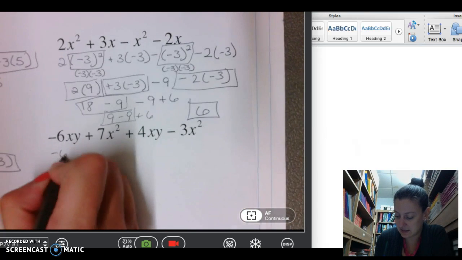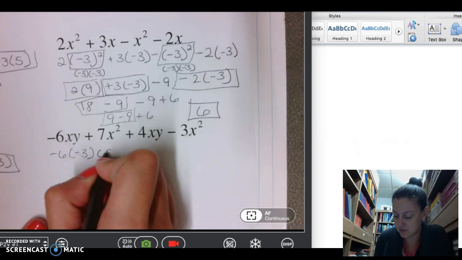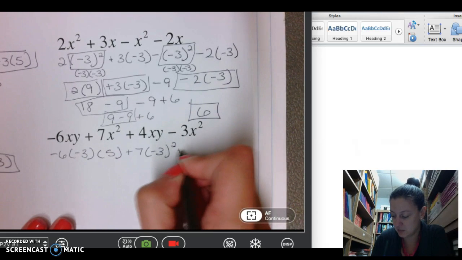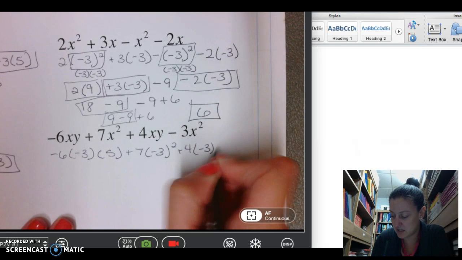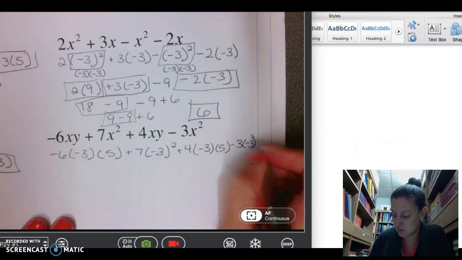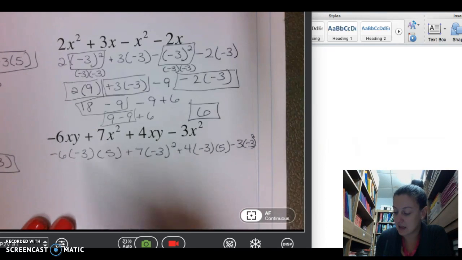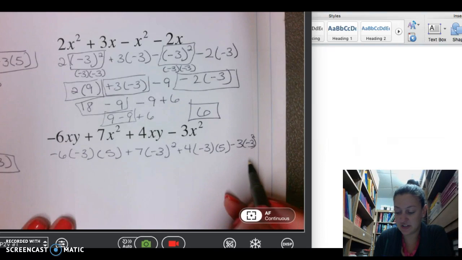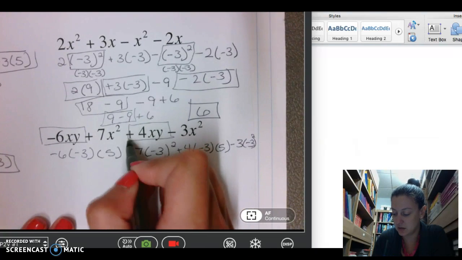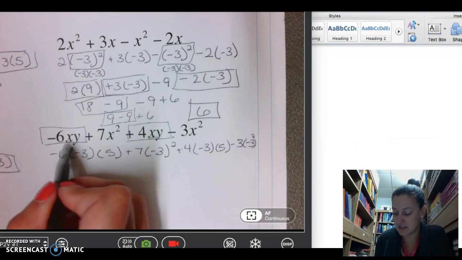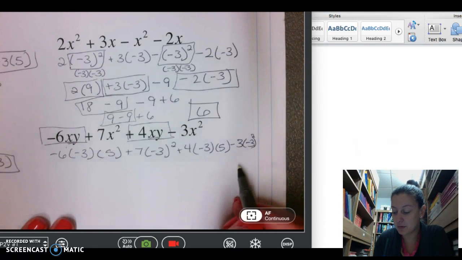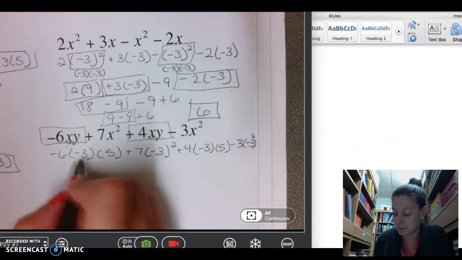Negative 6 times negative 3 times 5 plus 7 times negative 3 squared plus 4 times negative 3 times 5 minus 3 times negative 3 squared. Now, I could do all this out, but if we look back and we see the like terms here, those two are alike because they have the exact same ending. Now, you should already remember how to do this. I'll walk through how to do this and then I'll show you how to do it the other way.